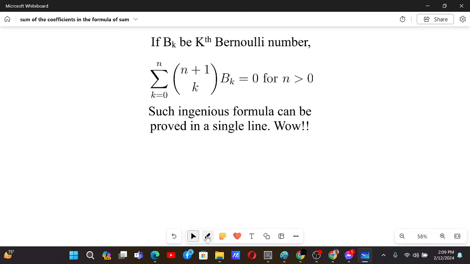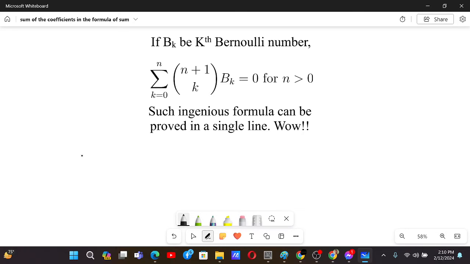Such an ingenious formula can be proved in a single line. But first of all, let us see what the formula is. If b_k is the kth Bernoulli number, then this sum holds, where the sum goes from k equals 0 to n, of (n+1 choose k) b_k, equals 0 for n greater than 0.